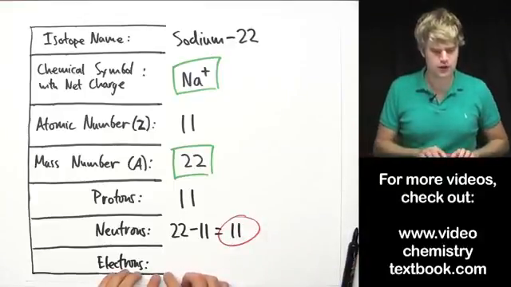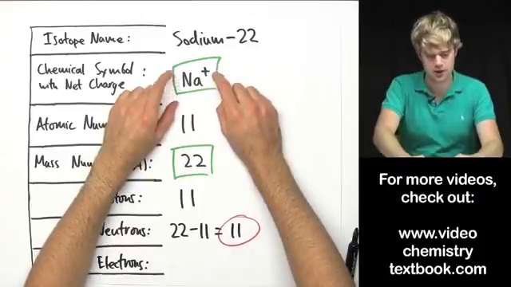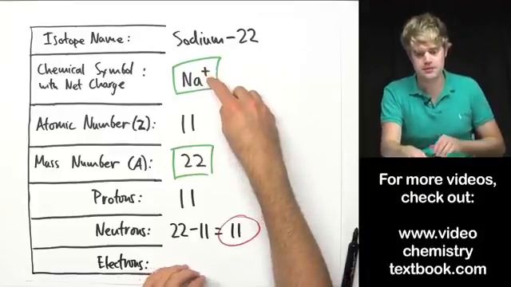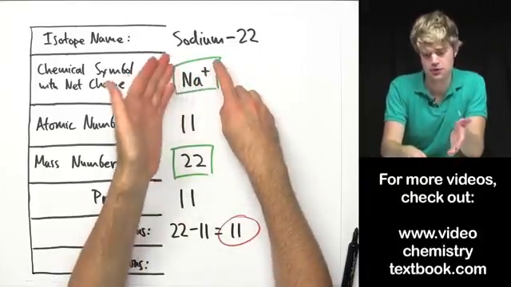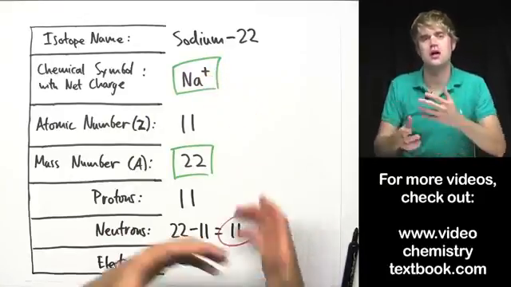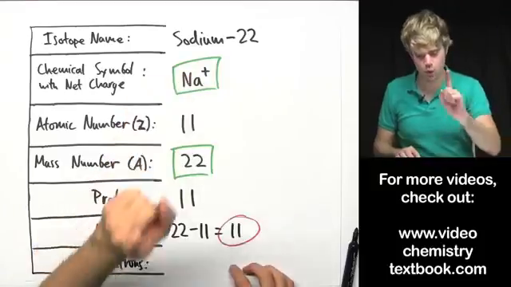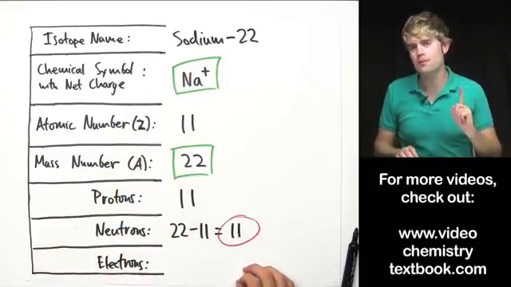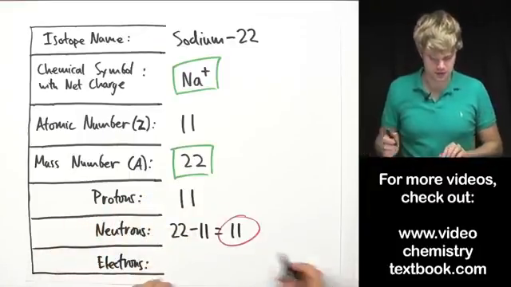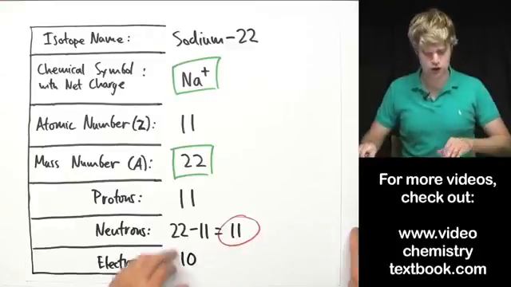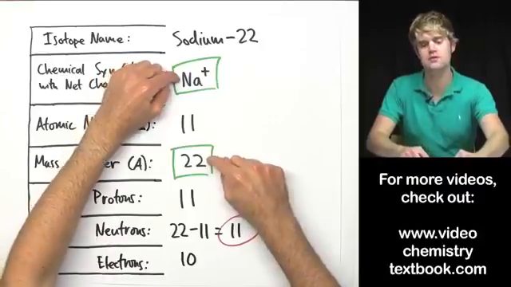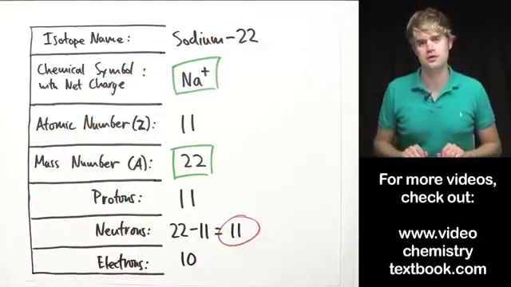Now finally for electrons, let's look up here at our symbol. It's written Na1+, because there's just one plus sign there. So it's 1+. This is the net charge. The net charge tells us how protons and electrons balance out. So if it's 1+, that means there is one more proton than electron. So 11 protons, which means that we have 10 electrons, will give this atom a 1+ charge. So based on just these two pieces of information, we were able to figure everything else out.